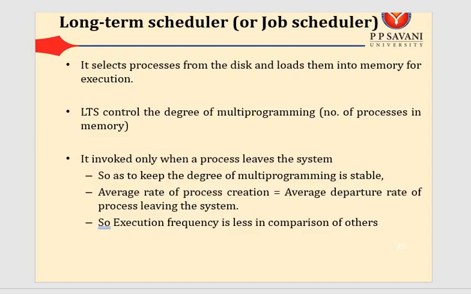That means whenever the degree of multi-programming is stable, the long-term scheduler is executed. The average rate of process creation is generally equal to the average departure rate of processes leaving the system. So execution frequency is less in comparison to the medium term or the short term.